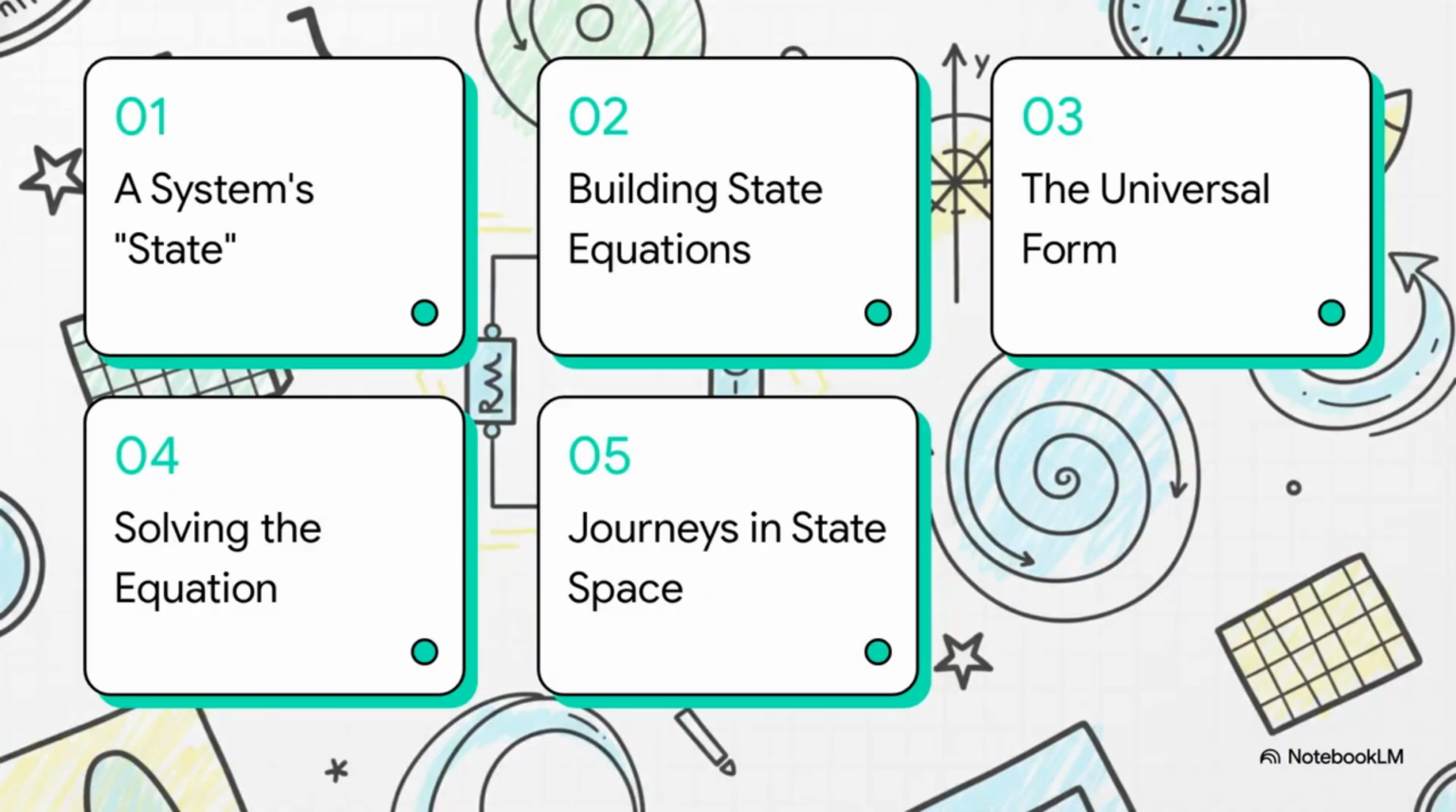All right, so here's our plan. First, we'll get a handle on what a system's state even is. Then, we're going to roll up our sleeves and turn a real circuit into one of these state equations. We'll discover its beautiful, universal form and figure out how to actually solve it. And then, the best part, we'll see how to visualize the whole thing as a journey through space.